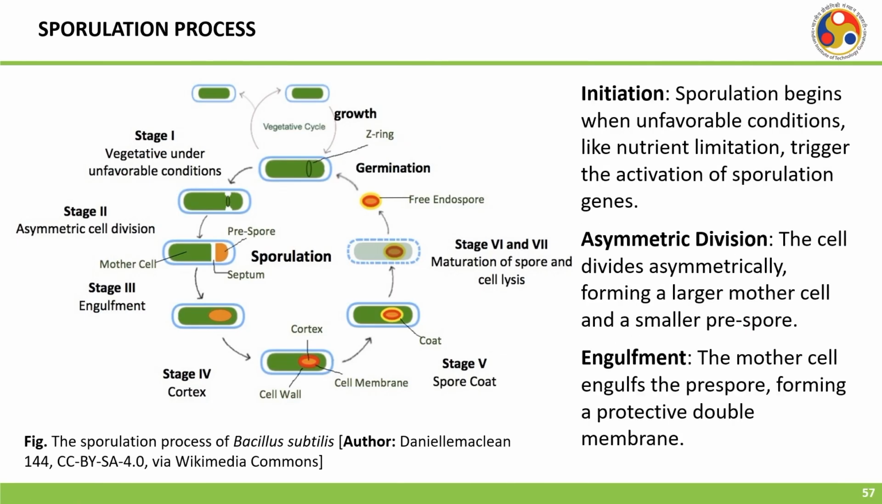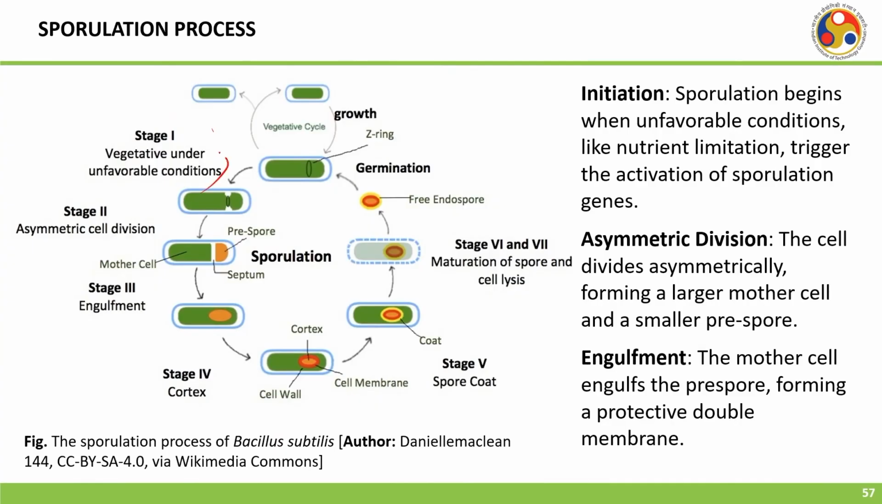The first stage, initiation, is when sporulation begins, when the bacterial cell gets exposed to unfavorable conditions like nutrient limitation, which triggers the activation of sporulation genes. So, this is a vegetative stage under unfavorable conditions. Initiation will occur over there.